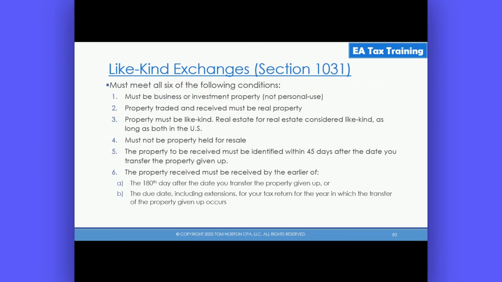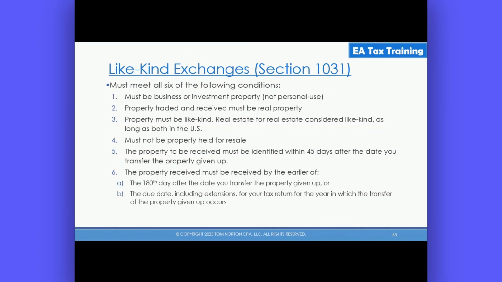First of all, it has to be business or investment property. So you don't do this with, for example, your personal residence. Secondly, the property that is traded and received has to be real property, as we said. Thirdly, the property must be like kind.